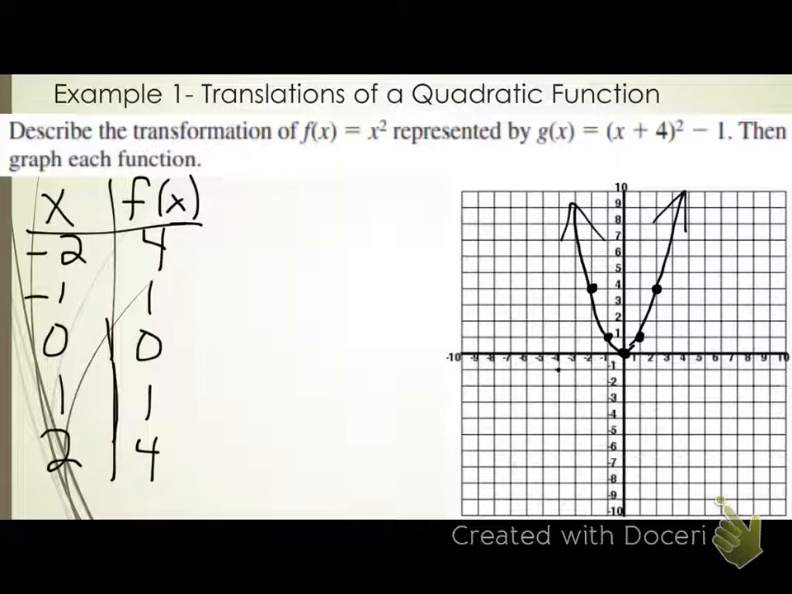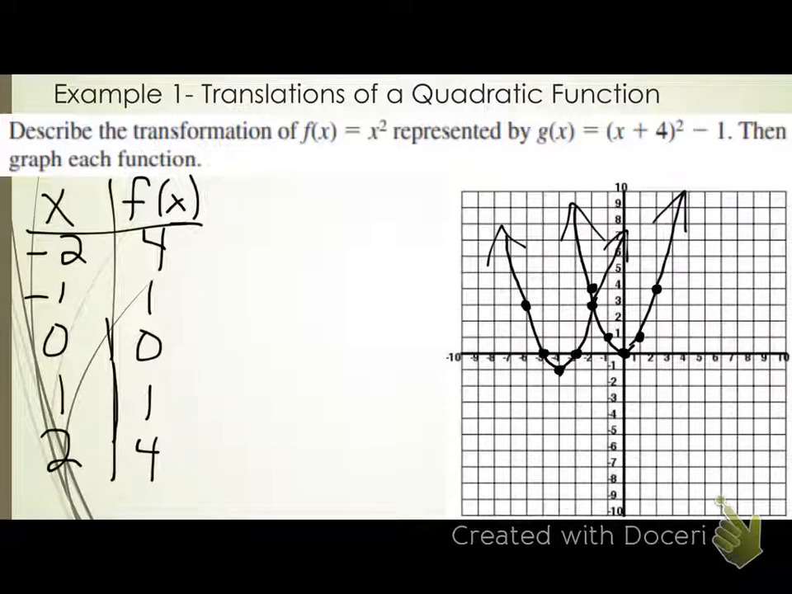So here I'm going 4 to the left, 1 unit down, and putting that point. 1, 2, 3, 4, down 1. Everyone see what I'm doing? Take this point, go to the left 4 and down 1. This point, take 4 left, down 1. Same thing with these 2 points. And then what kind of shape is it again? U shape, it's a parabola.